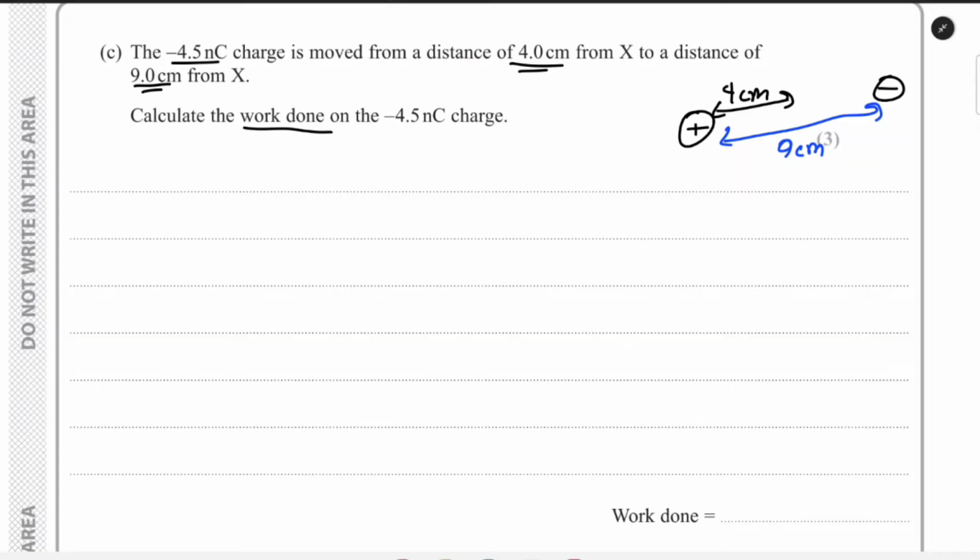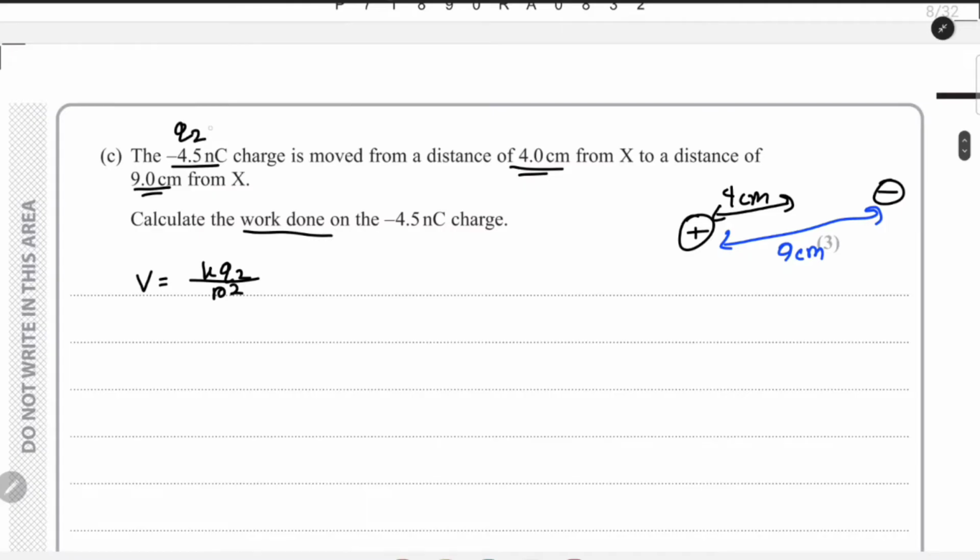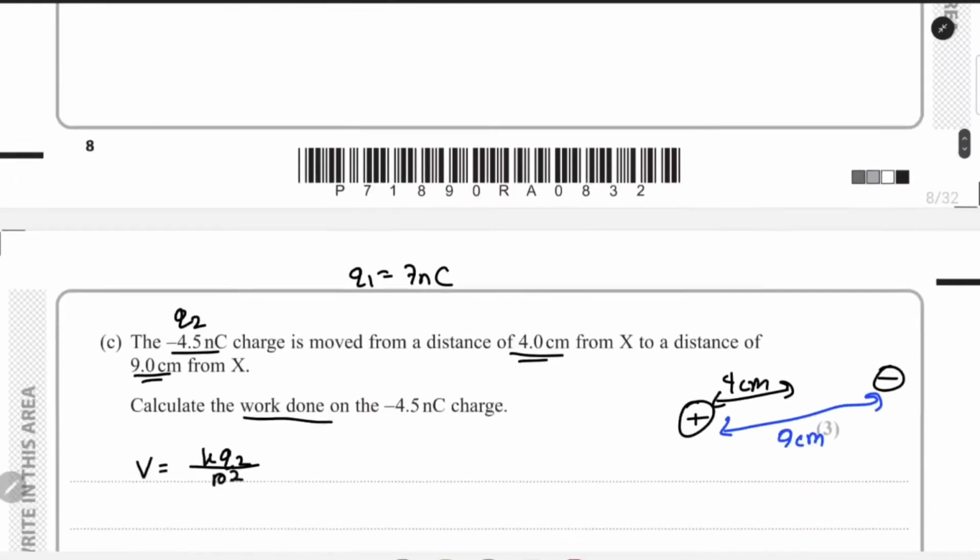Now we have to use two equations. We know one equation from here, that V is KQ by R squared. Here the value of Q is the charge of the 4.5 nanocoulomb. So Q2, we can write this down as Q2 since we are considering this to be Q2. Q1 over here is 7 nanocoulomb, so the charge of particle X.